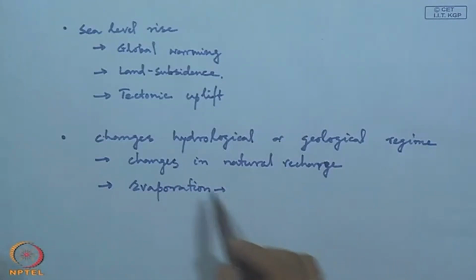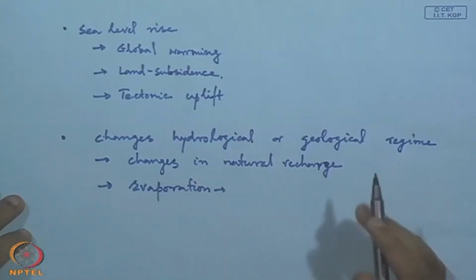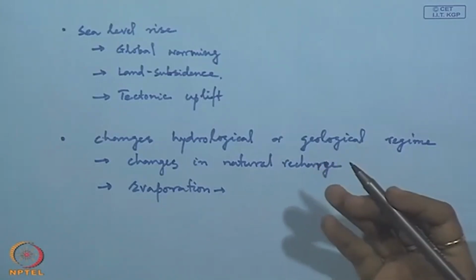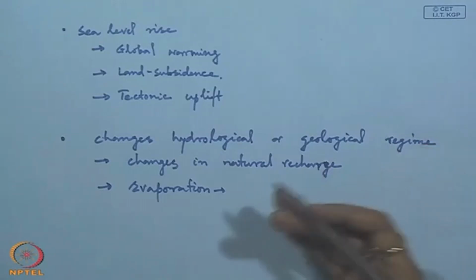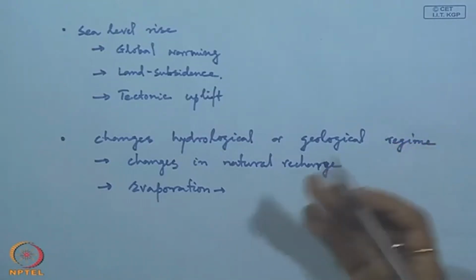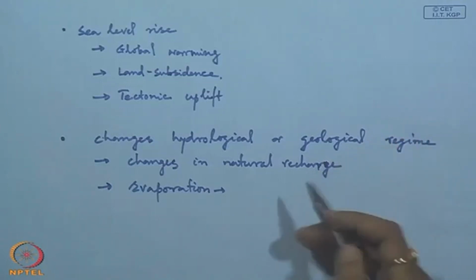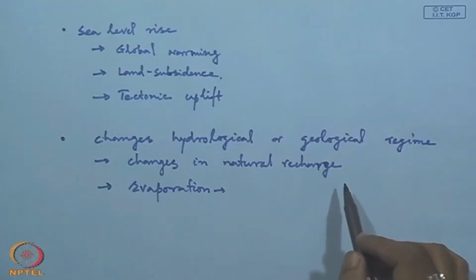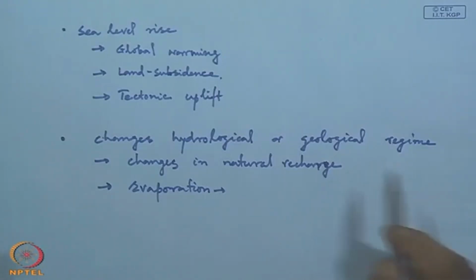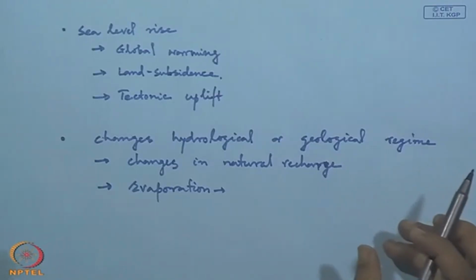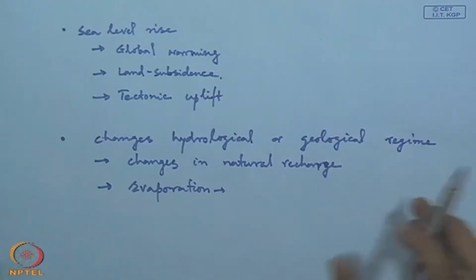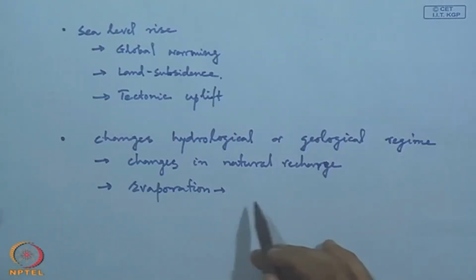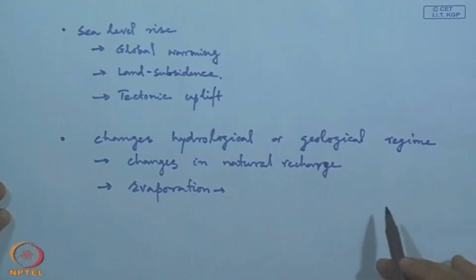So, what is the effect of changes in natural recharge? There may be a reduction in rainfall pattern or an increase in rainfall pattern that can affect salt water intrusion. Next one is evaporation. Due to evaporation of water, a concentrated amount of salt may be available near the creeks or any other region near the coastal aquifers that can cause salt water intrusion.